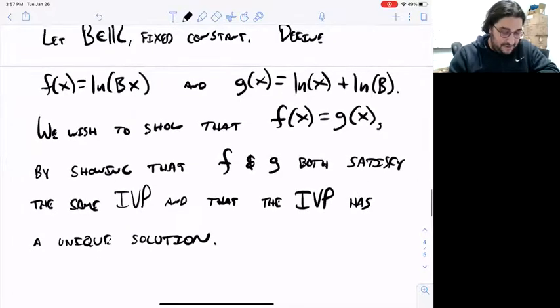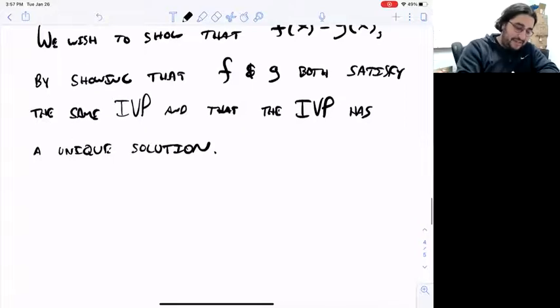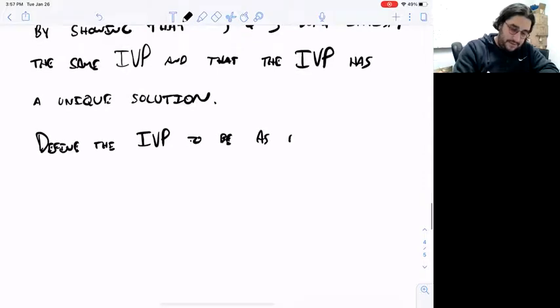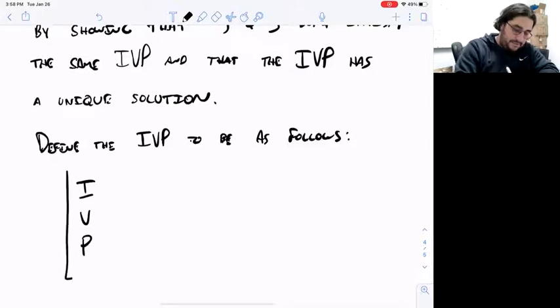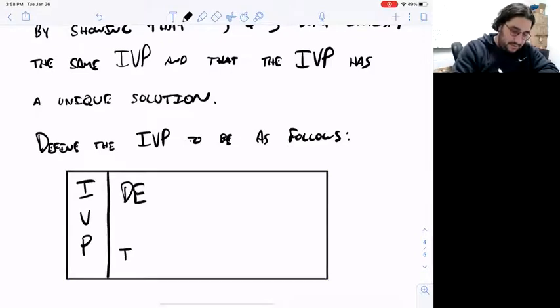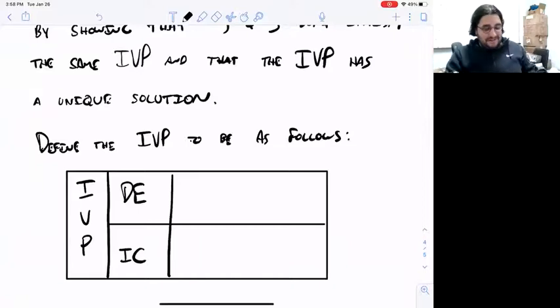Let's dive in here. So the first thing I have to do is come up with the IVP, right? So let's define the IVP to be as follows. So what pieces of information do we need? Well, we need our differential equation and we need our initial condition. What should these be? Well, we want these to be something that f and g both satisfy, right?